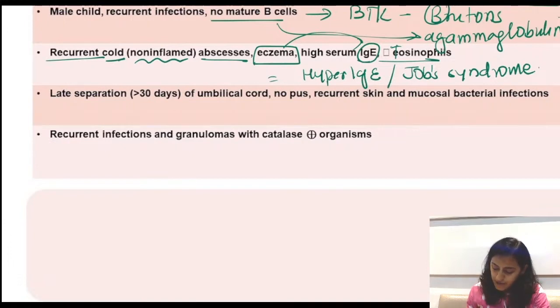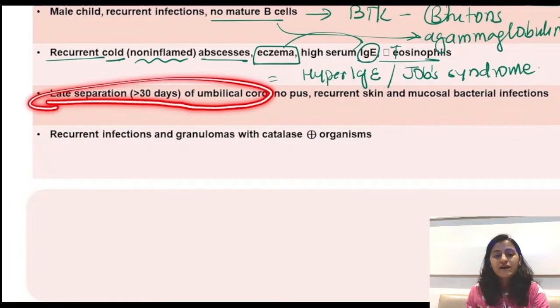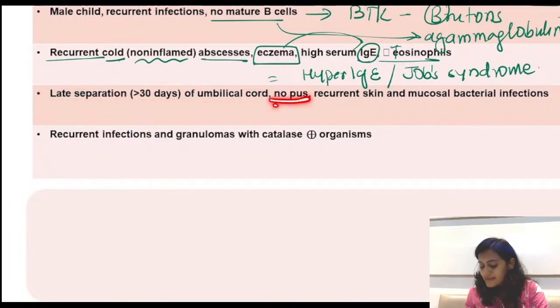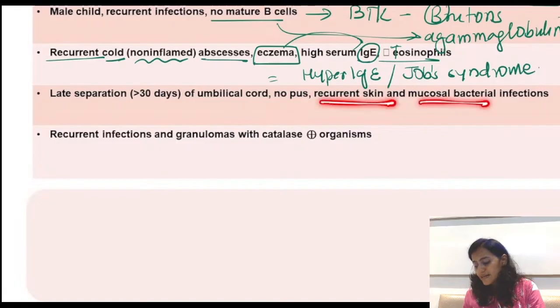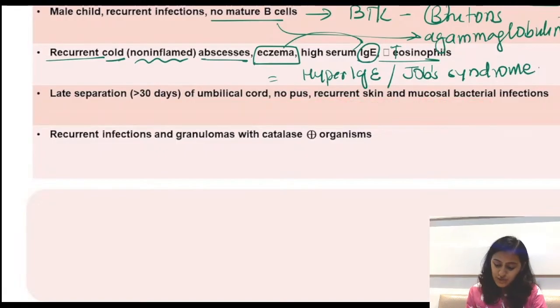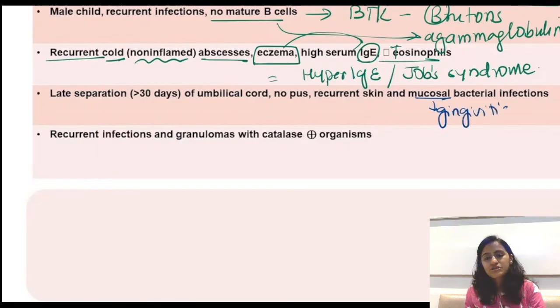Next one. Where do you have late separation of the umbilical cord? Again, there is no pus here, right? There are recurrent skin and mucosal infections. What they give you in the question is the history of gingivitis, skin infections. But again, there is no pus here.